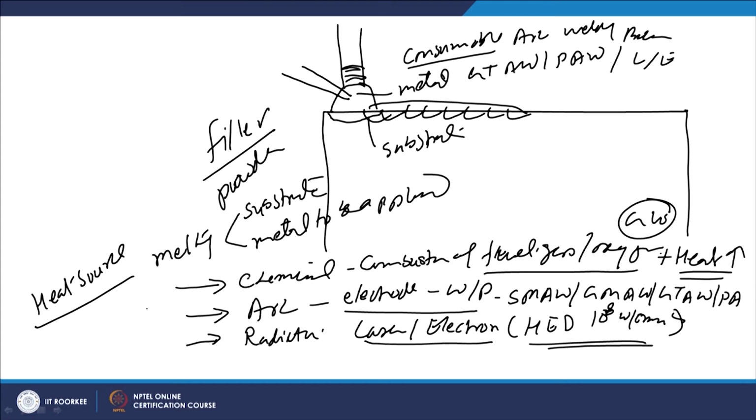So, if we see these three processes, because the source of the heat is different, that is why we get very different or varying energy densities associated with them.